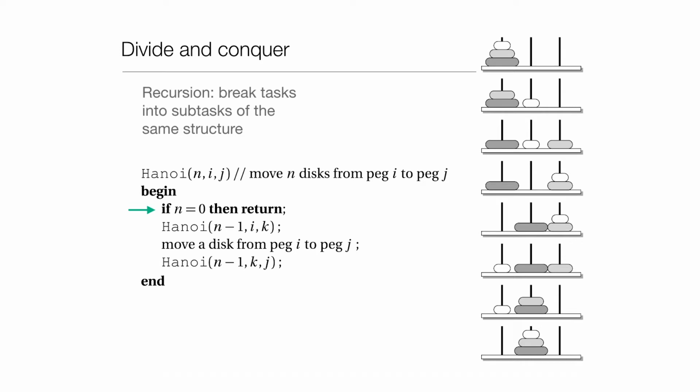It's done. However, if n is not 0, it moves n minus 1 disks from peg i to peg k, whatever the other one is. Then it moves that largest disk, and then it moves those n minus 1 disks back. So this is a function which calls itself until it gets down to what we call the base case, where the problem is trivial and there's nothing left to do. As it calls itself, n will get decreased at each level of recursion until n is 0 and there's no work remaining to be done.